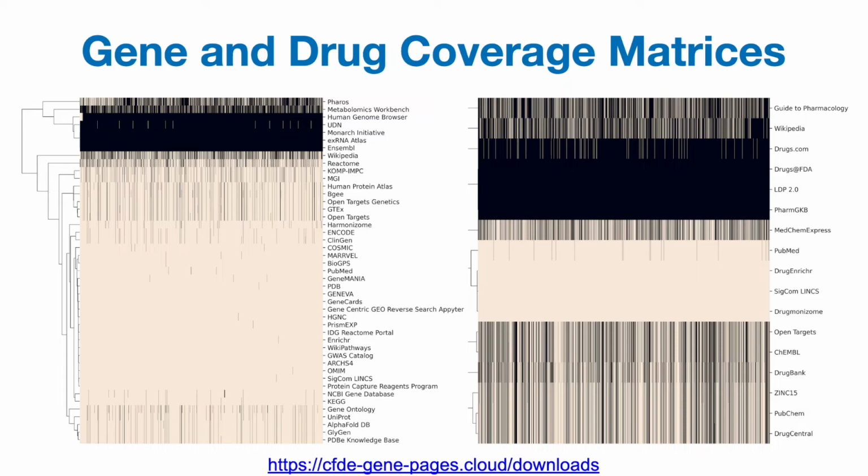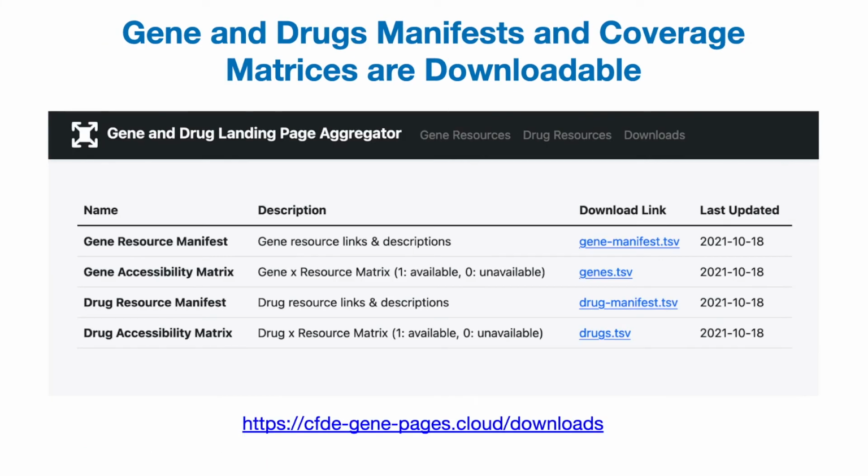To display the availability of genes and drugs across resources, we generated accessibility matrices. Genes and drugs are listed in the columns within these matrices, and resources are the rows. Bright colors represent the presence of a drug or a gene in a resource, while dark colors indicate absence. The Downloads tab provides access to the manifest of the gene and drug resources, as well as the matrices that describe specific gene and drug availability across the resources. The matrices were generated by querying all the gene and drug terms across each resource. These matrices are updated periodically.